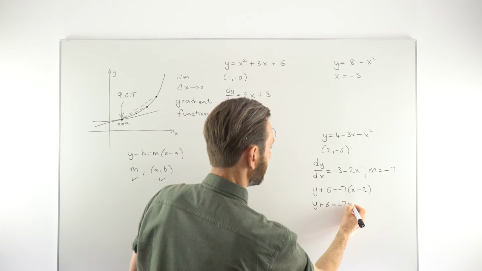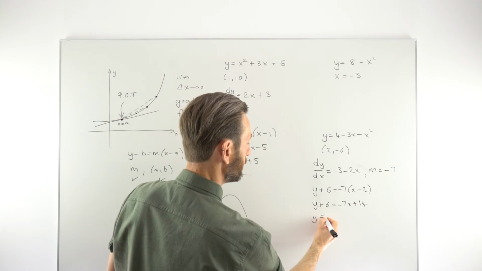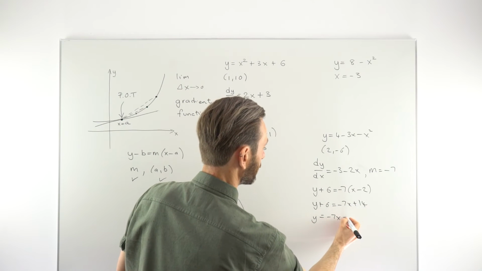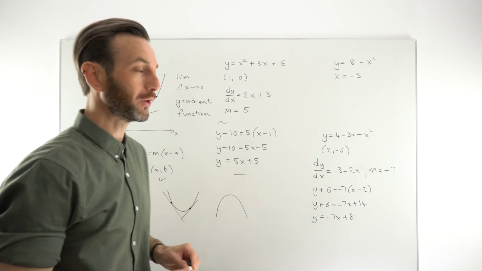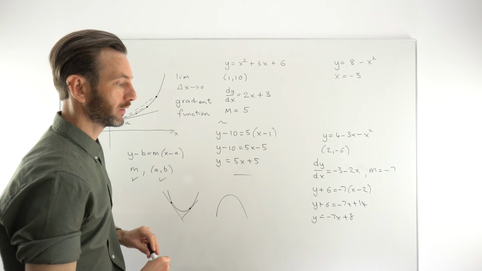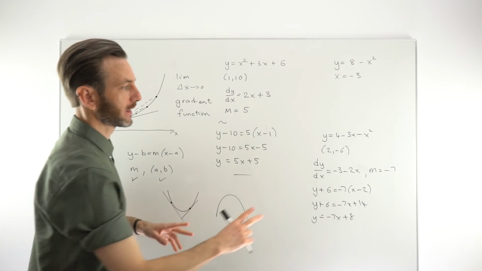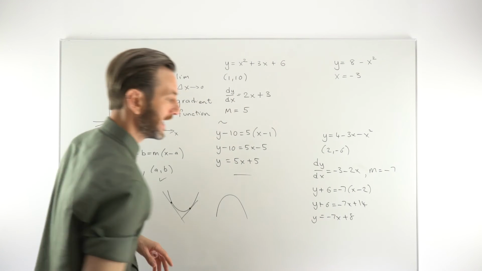Multiplying out the bracket, minus 7x plus 14, because we've got a double negative there, moving the 6 over, and we get y equals minus 7x, 14 minus 6 gives you plus 8. Okay, so you can go through these really quickly, and like I say, there's no need really to think too much about the geometry. But one interesting thing is that even without really sketching this thing accurately, we know the parabola is upside down. We can see the gradient there is negative 7.